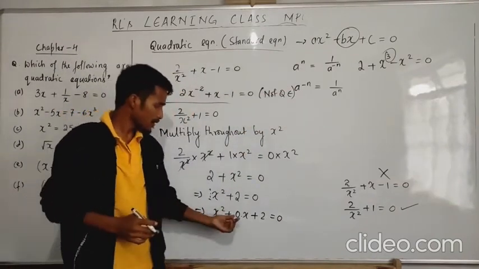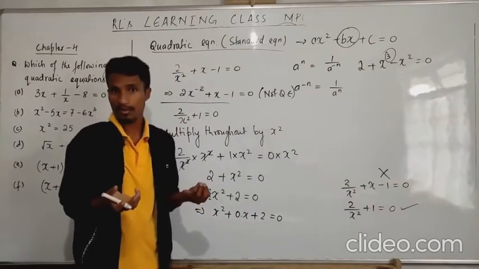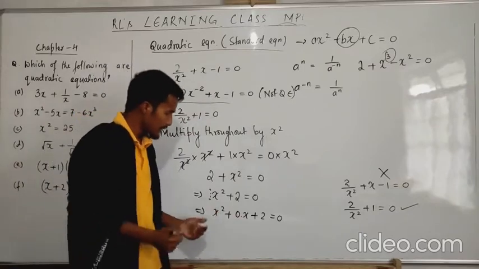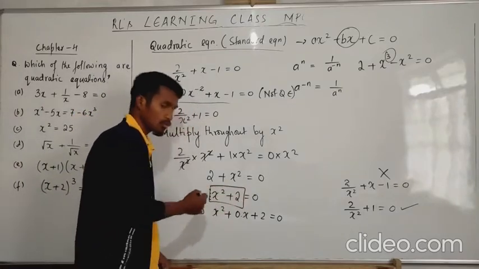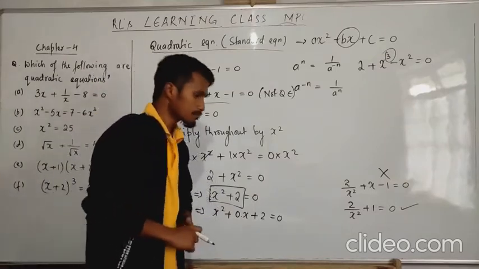You said, from where did I get this? Because 0 into x will be 0. Most of the time we don't write it. 0 into x will be 0, so no need to write it out. Then we got only x square plus 2. Then this x square plus 2 is a quadratic equation.